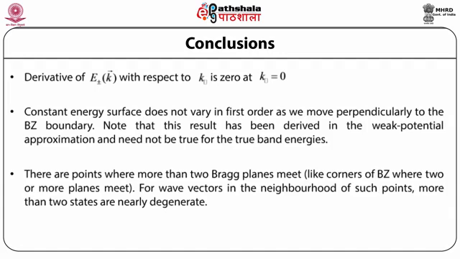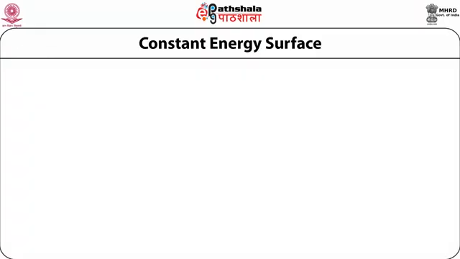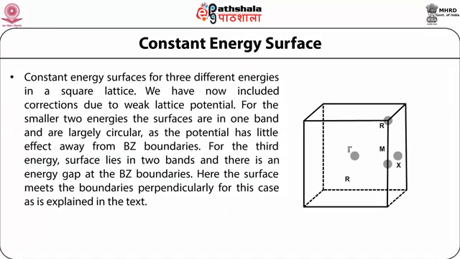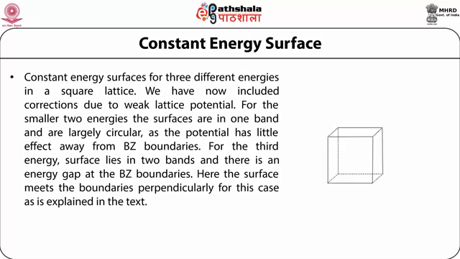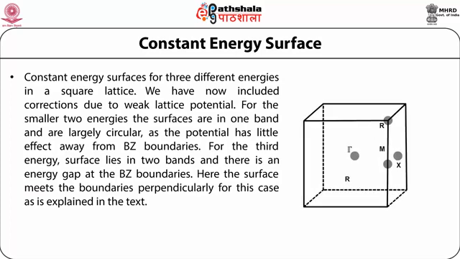There are points where more than two Bragg planes meet, like corners of the Brillouin zone where two or more planes meet. For wave vectors in the neighborhood of such points, more than two states are nearly degenerate. We now consider the shape of a constant energy surface with more realistic behavior than the Brillouin zone boundaries. A square or a cube lattice are easier to consider at first.